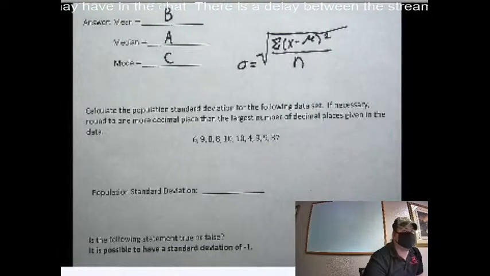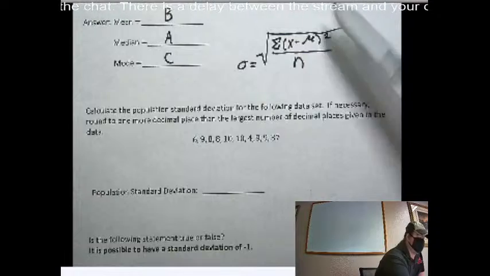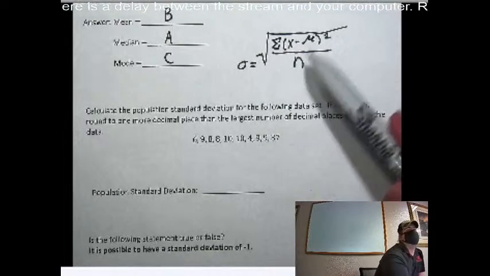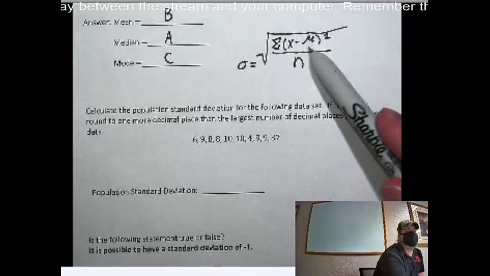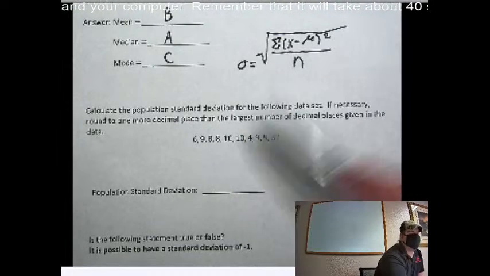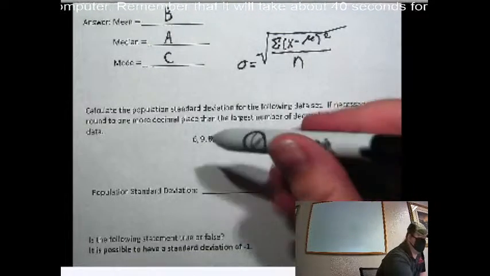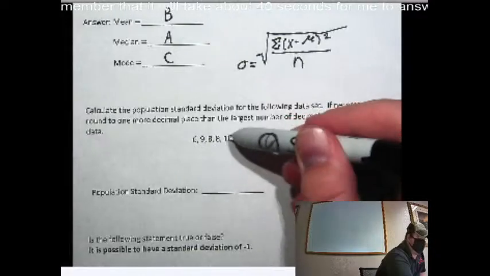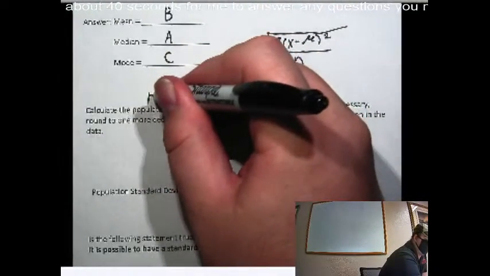So we need to know three things for this. We need to know our x values, which we have right here. We need to know our mean, and we need to know our n, so how many data points we have. Let's find that n first, since mean uses that. So we have 1, 2, 3, 4, 5, 6, 7, 8, 9, 10 data points. That's going to be our n.